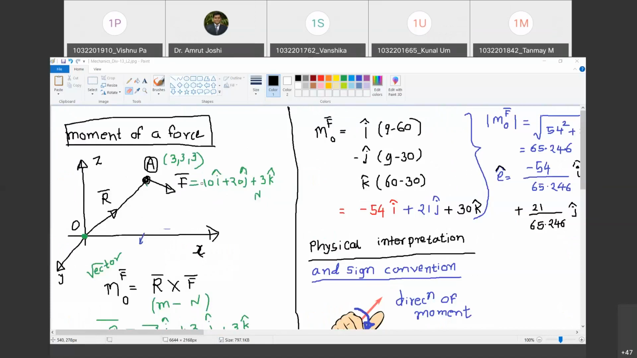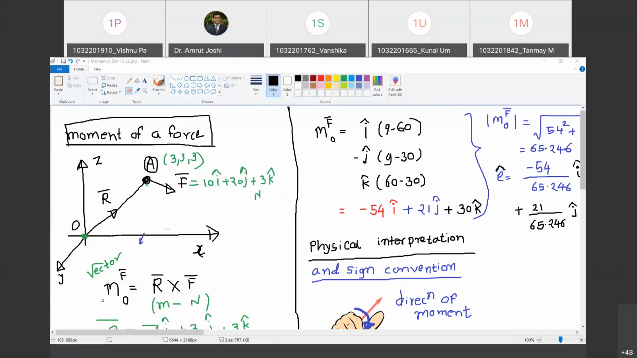At point A, we have a force F bar = 10 i cap + 20 j cap + 3 k cap Newton, and it is acting at point of application A, which has coordinates 3, 3, 3 with reference to O, at which we have to find out moment of that force. Are you with me? Yes, sir.